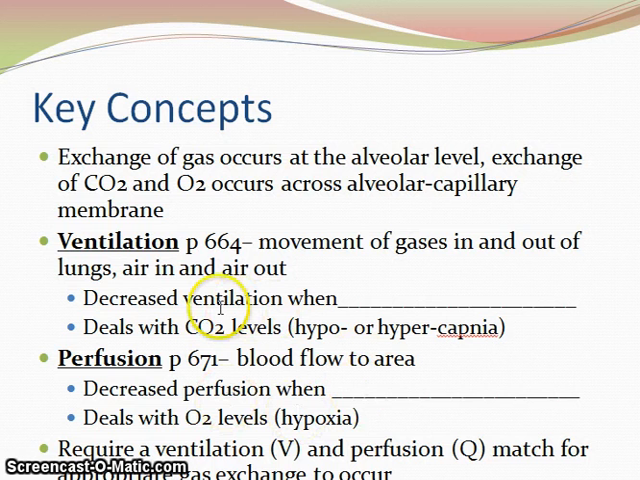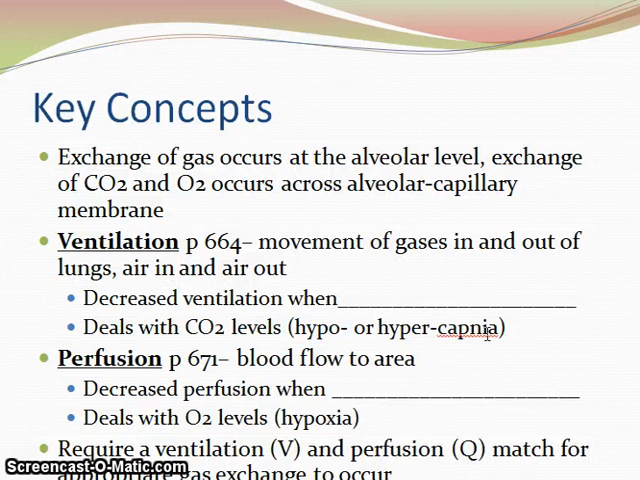When we have decreased ventilation, whenever we don't have enough exhalation going on, right? This is going to change our CO2 level, right? It can be hypo if we're breathing out too much and blowing off too much CO2. It can be hyper or high CO2, that's hypercapnia, right? If we're not breathing enough, and then our ventilation is impaired and CO2 builds up.